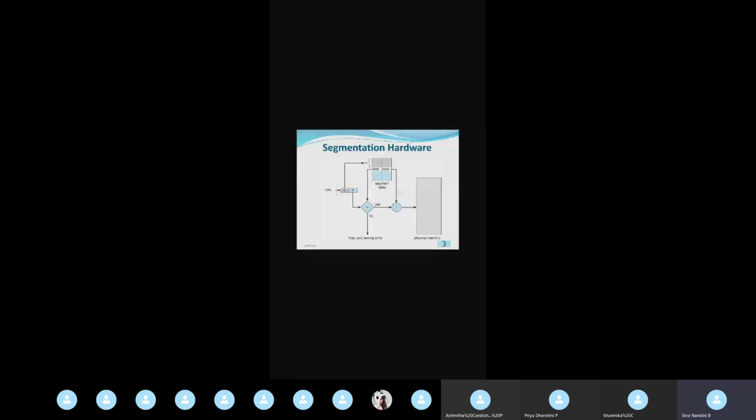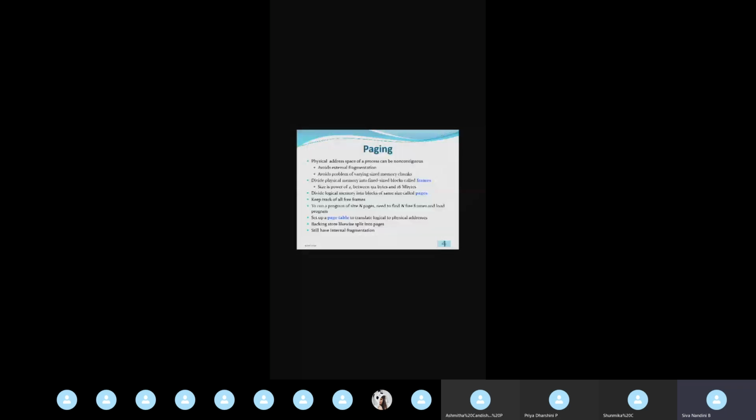So only we are going for another system known as paging. This paging is also a non-contiguous memory management technique. Here also a program will be divided into pages. In the previous case, segmentation was based upon similarity: the main function will be in one segment, another function in another segment, and the stack will be a segment. In the paging concept, the whole program will be divided into pages based upon the lines.